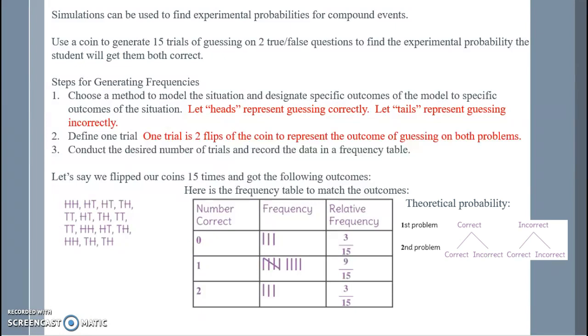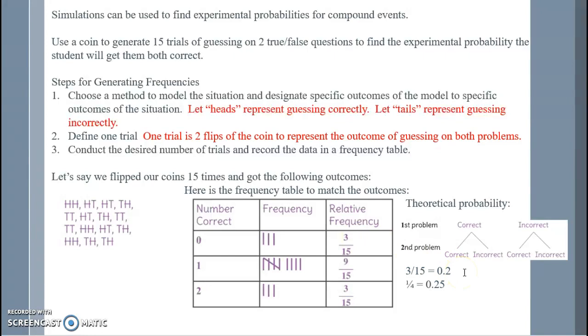The theoretical probability, theoretical meaning what should happen, is that whether we got the first problem correct or incorrect, our second problem would be correct or incorrect. So these are independent events because one does not affect the other. The relative frequency of getting 0 correct is 3 out of 15 or 20%.